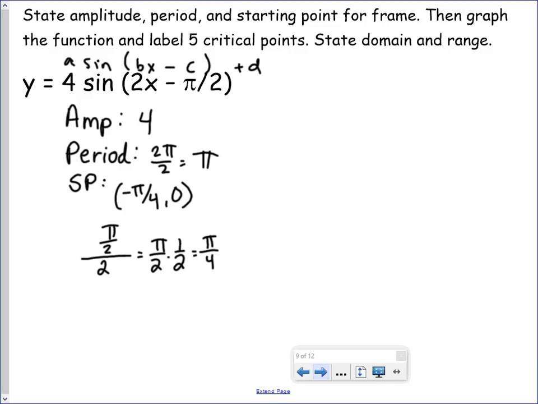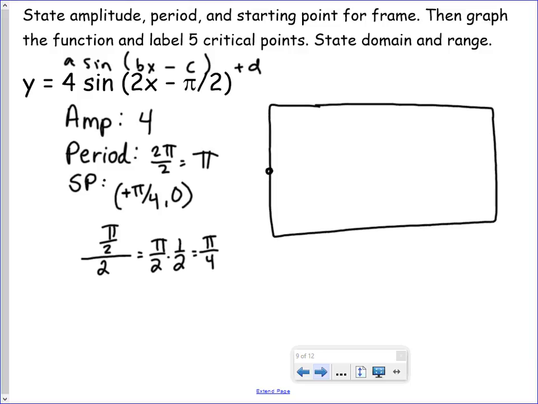Okay, so C is kind of tricky, and it works a lot like the H we always saw with other functions. It looks like the opposite of what it is. So when you see it looking like minus pi over 2, it's really positive pi over 2. Okay? Because it has a subtraction in the original problem. So I would change that to a positive pi over 4, and then D is 0. But otherwise, I agree with it. Okay, so let's go ahead and construct our frame. I'm going to mark my starting point, then I'm going to cut into my 8 pieces.